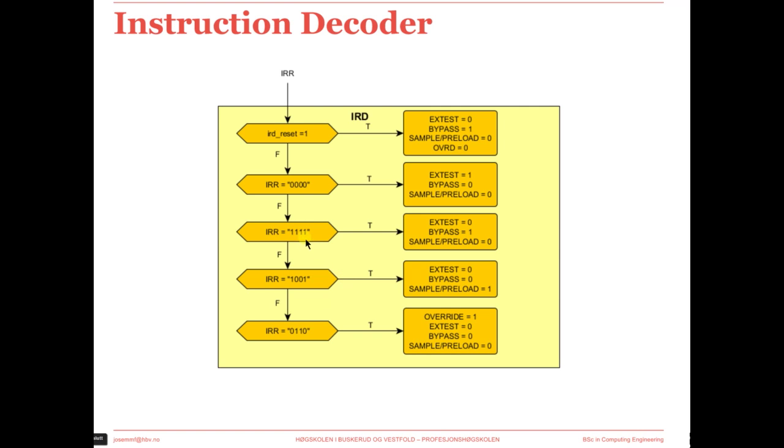When the ERD cells are set to 1111, the bypass is initialized. The last instruction is when the ERD cells are set to 0110, and this is the override instruction.